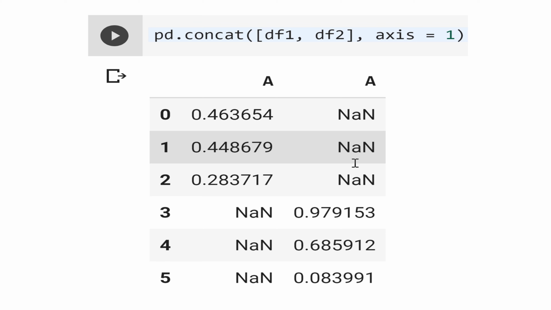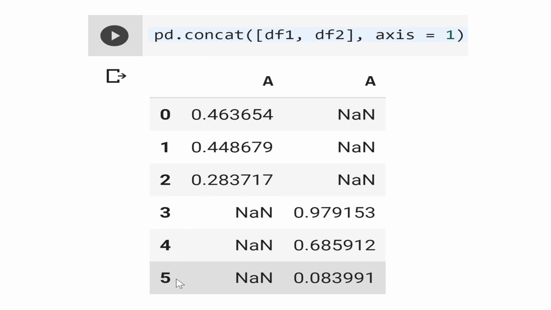Why does this happen? Because in data frame 1, we have only index 0, 1, and 2. In data frame 2 here, we have only index 3, 4, and 5. That's why we have NaN, NaN, NaN here.